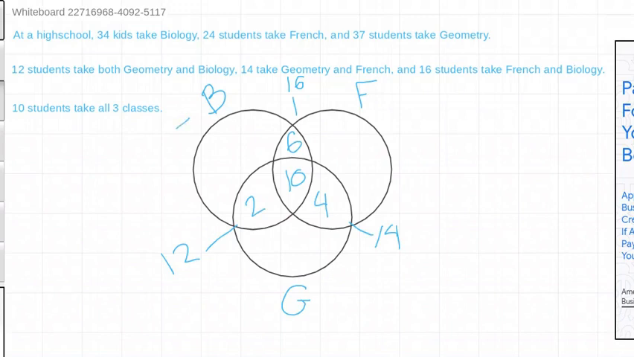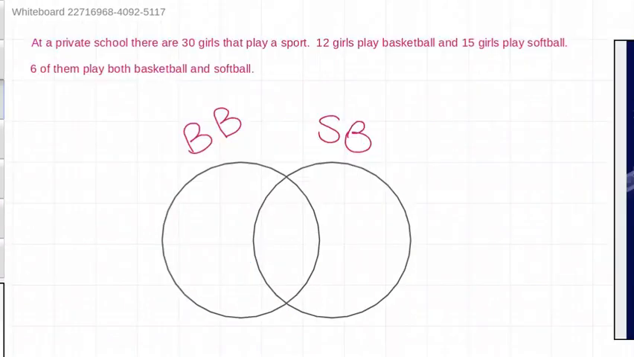Now we have to subtract our big circles from all those values. 34 students take biology, 24 take French, and 37 take geometry. So 34 minus 18 is 16. 24 minus 20 is 4. And 37 minus 16 is 21. That is our answer. A universal set represents the entire population of a given problem or set of data.